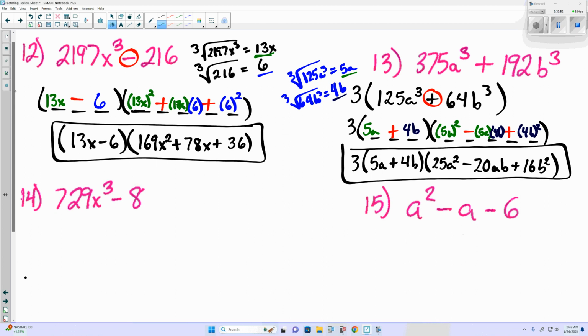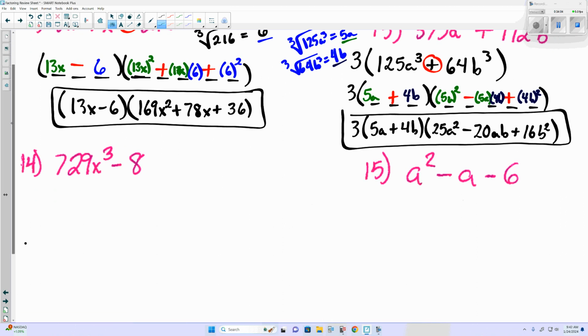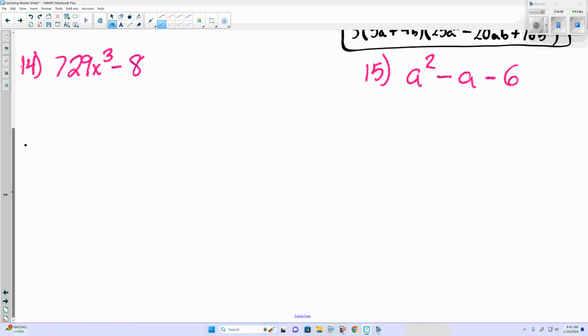Now, hopefully you're trying to notice that with sum and difference of 2 cubes, there is a set pattern, especially with how the bigger part goes. Squared first, none, none first, squared. And we have our other 2 terms. But to round this off, let's do one more. 729x to the third minus 8.